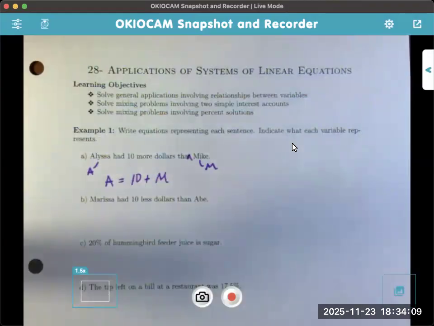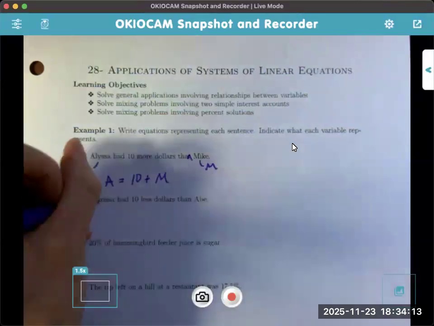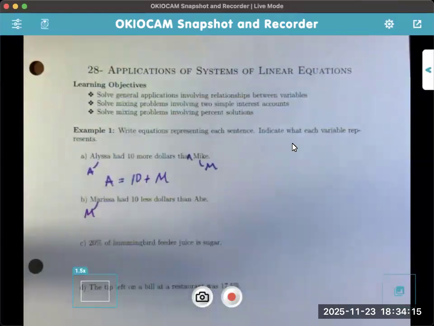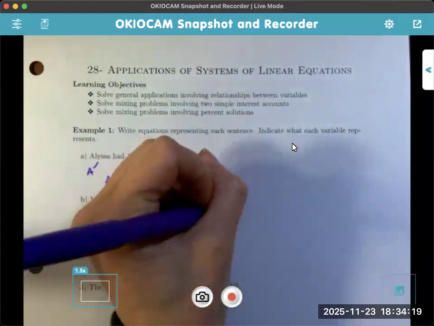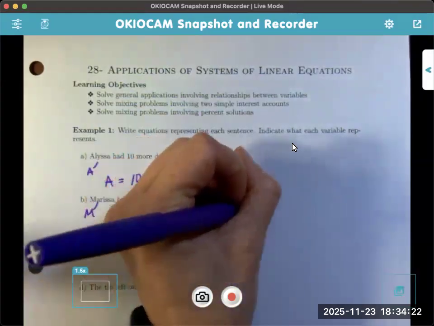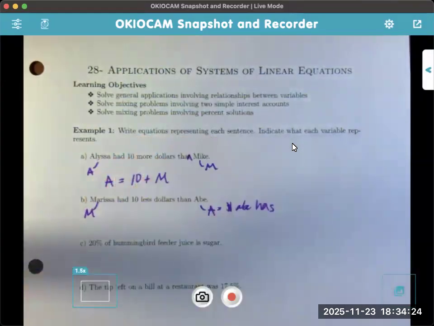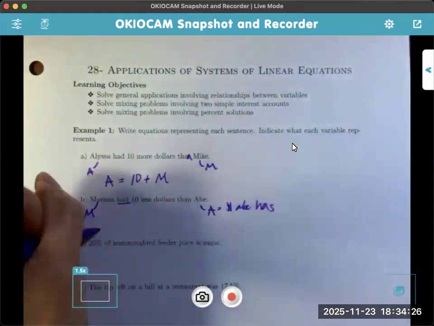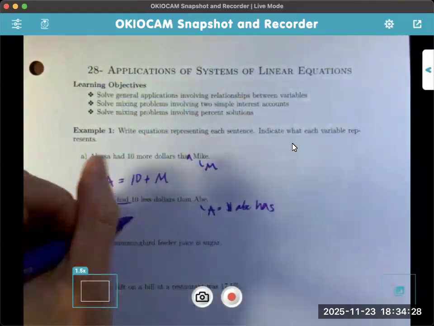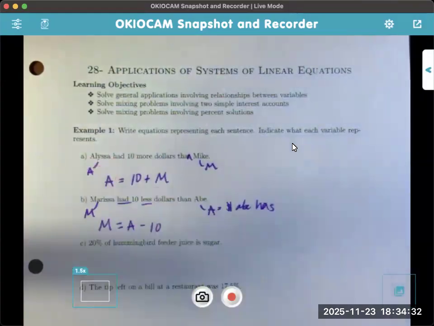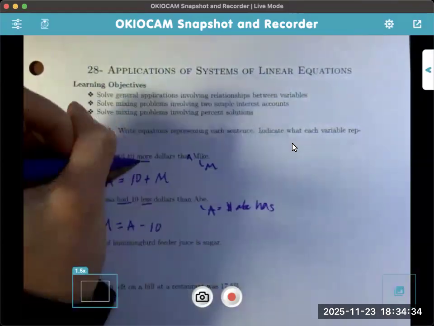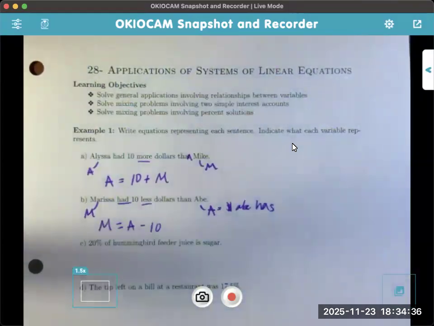So now we have Marissa had 10 less dollars than Abe. If M now is the amount of money Marissa has, A is equal to the money that Abe has. Then again, had, M equals A minus 10, right? Less meaning subtraction. Oh, and of course up here, more meaning addition.